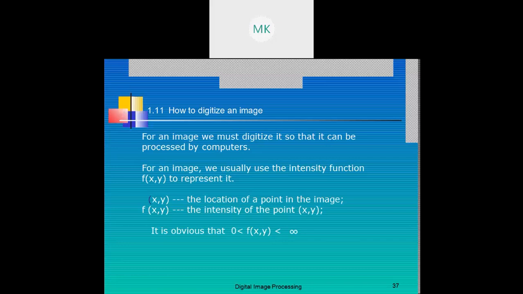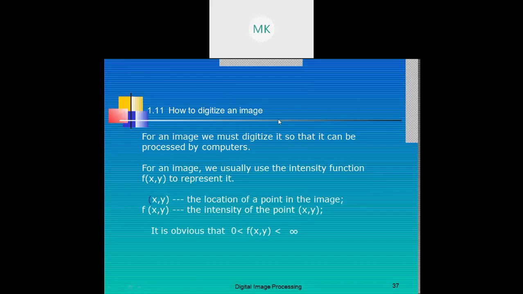X and y are the coordinates, and the intensity values are nothing but amplitudes. So digitizing the coordinate values is sampling, whereas digitizing the amplitude values is quantization. Digitizing means we need to process the image in digital form. For an image, we must digitize it so that it can be processed by computers. We usually use the intensity function f of x comma y to represent it. This intensity value is the amplitude, and the coordinate values x and y are considered for sampling.